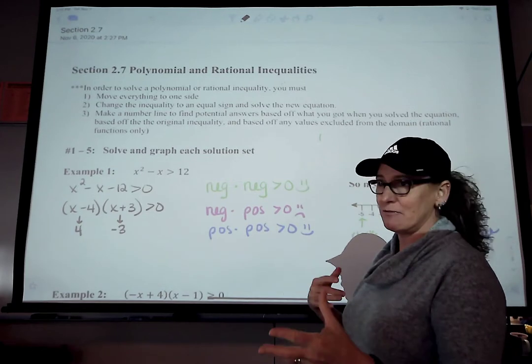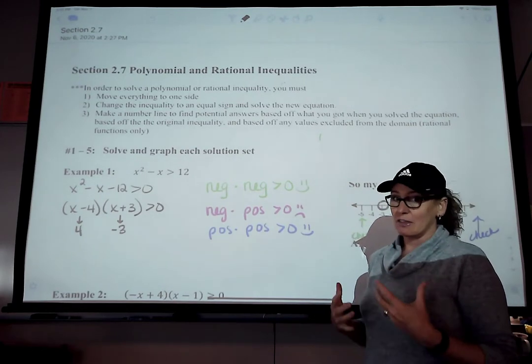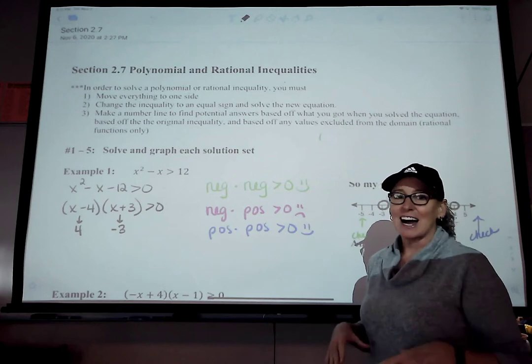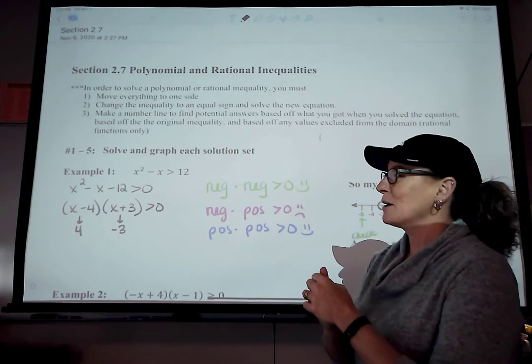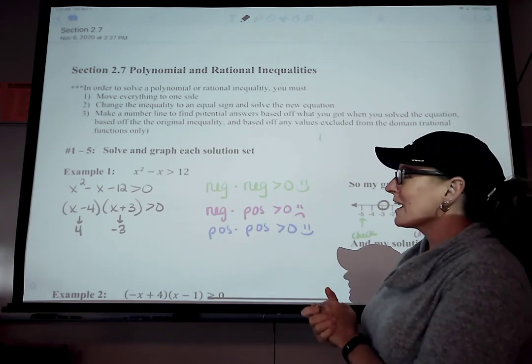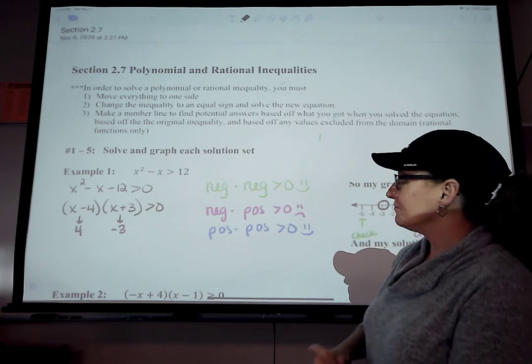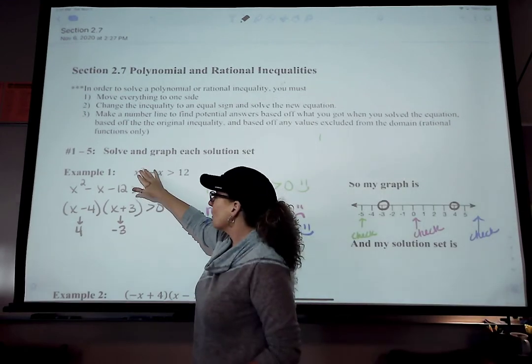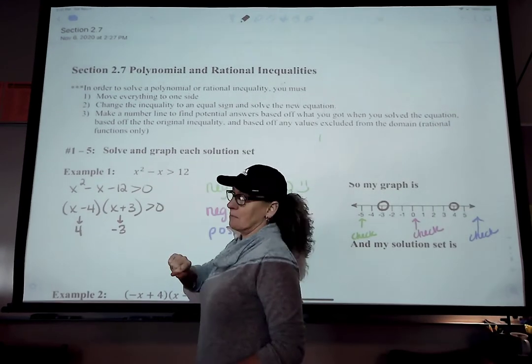Of course, you know how I feel about quadratics. I think we should all be good at solving quadratics. I think we should all be good at factoring. I love to factor, so I kind of like these.